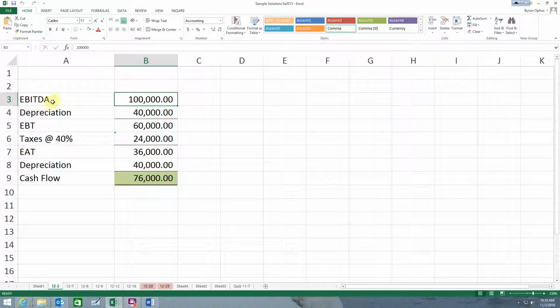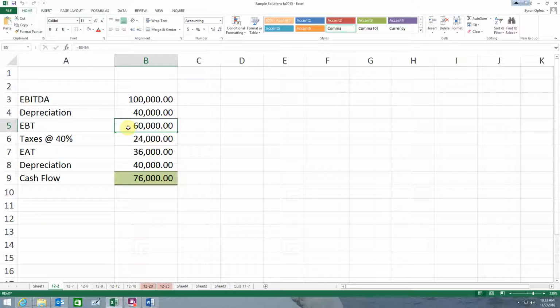And so I got earnings before income taxes, depreciation, and amortization. We don't talk about amortization here. Amortization is oftentimes something that's similar to depreciation. We might get into that in later chapters. But so I've got 100 grand, and it tells me that my depreciation is 40 grand. So I put that up there.